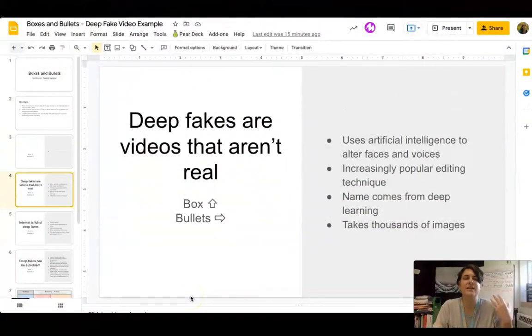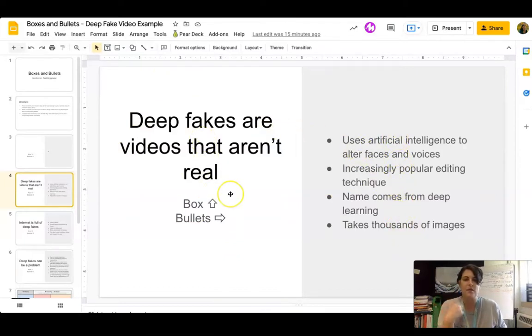Okay, so let's take a look at how identifying important versus interesting information can work on the deepfakes example. I literally went back to my boxes and bullets example that I gave you in the first lesson, and what I'm going to look at here is my box, my main idea that I came up with, and my details, and decide which of these really connect to my main idea.